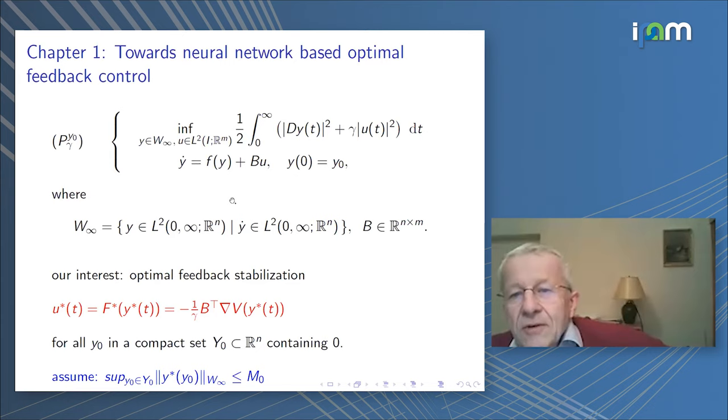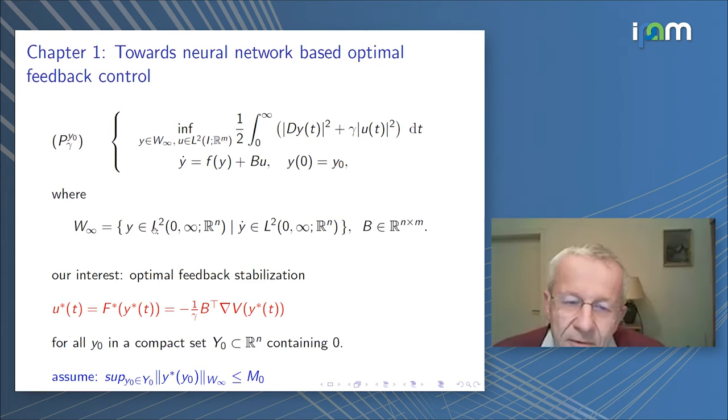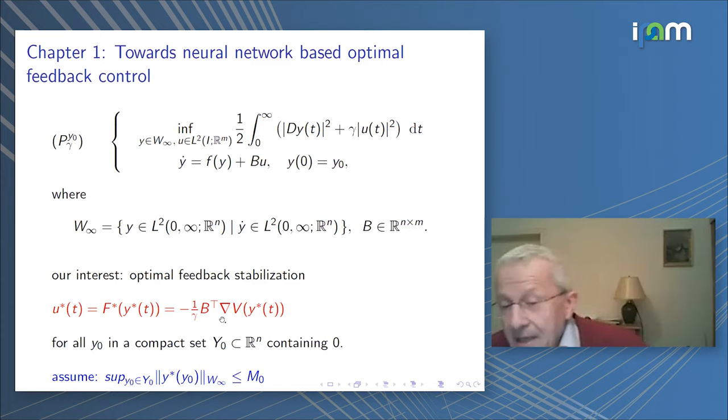In detail, I'm looking again at y dot equals f(y) plus Bu, and the cost is now really quadratic in the state and the control. I will use the space of trajectories, L2 functions whose derivatives are also in L2. Functions which live in this space have the property that asymptotically they go to zero. So our interest is optimal feedback stabilization: to find an expression for the optimal control as a function of the state. And we know that, up to uniqueness and technical issues, it's given like that once we know the value function.